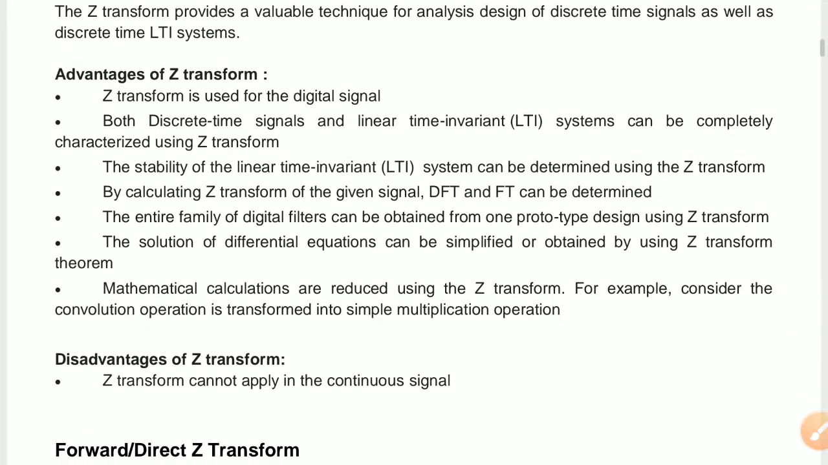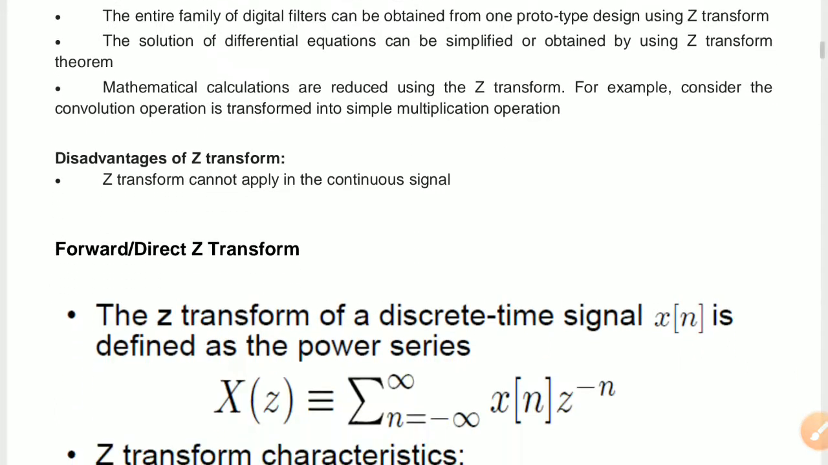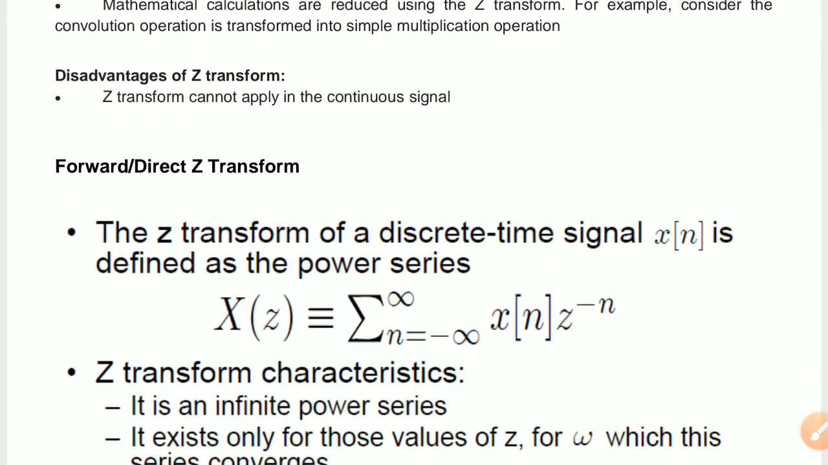Let's move forward. There is a disadvantage of the Z transform. As we all know, the Z transform cannot be applied to a continuous signal, that is, an analog signal. It is only used for digital signals.